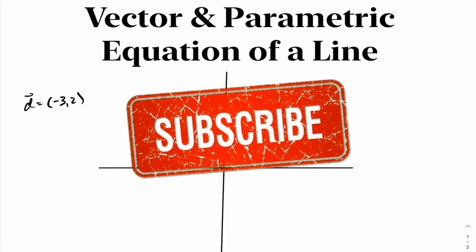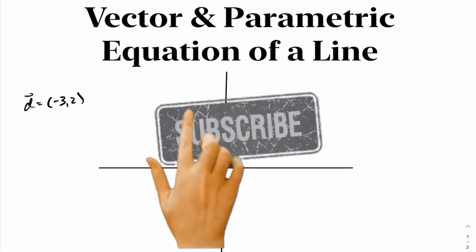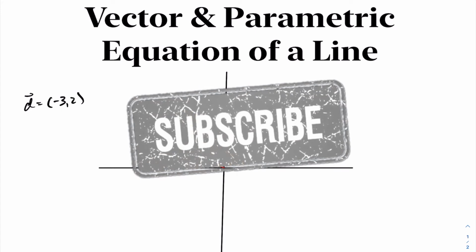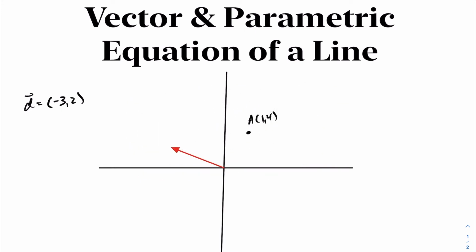In today's lesson, we're going to be talking about vector and parametric equations of a line. To talk about vector equations of a line, that's what we're going to start with first here. We're going to start ourselves off with a point and a vector. This vector is vector D, it's labeled that here.